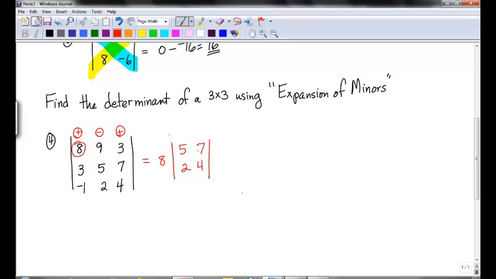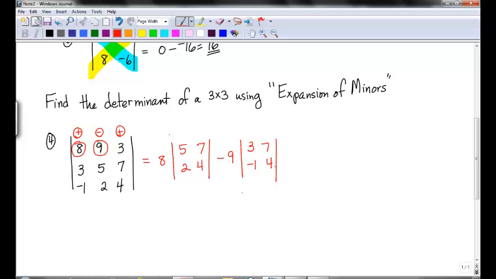And then this minus, and then you wipe out the row that the 9 is in. Okay, so you're going to wipe out the row that the 9 is in, and the column that the 9 is in, and the 2 by 2 that's left is 3, 7, -1, 4. So it's 3, 7, -1, 4. And if this would have been a -9, then it'd be minus a -9 here.